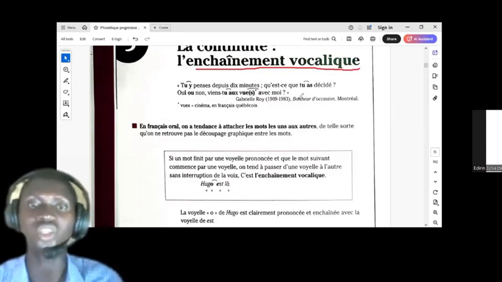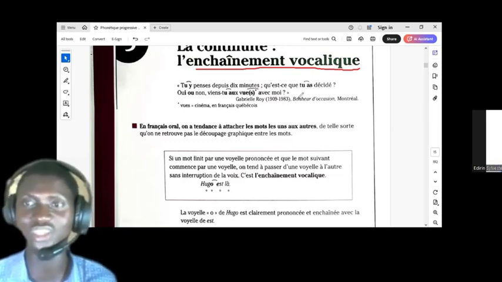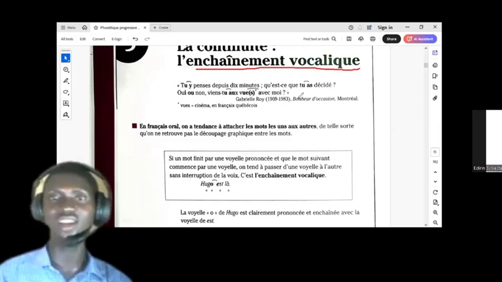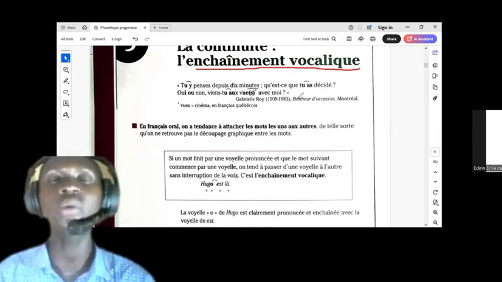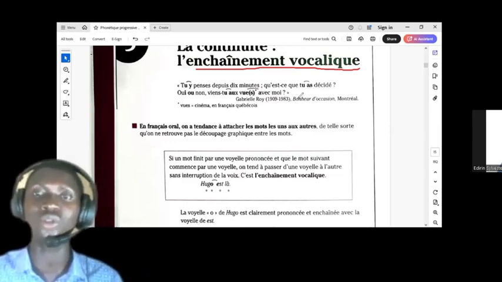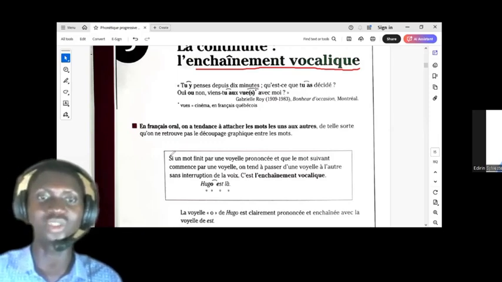To have what we call enchaînement vocalique, you're going to have a vowel ending a word in French, and at the same time, you have another vowel beginning another word in French. So this vowel that ends a word that is pronounced is linked to the other vowel. So we have enchaînement vocalique. Let's not speak too much grammar about that. Look at the explanation here.